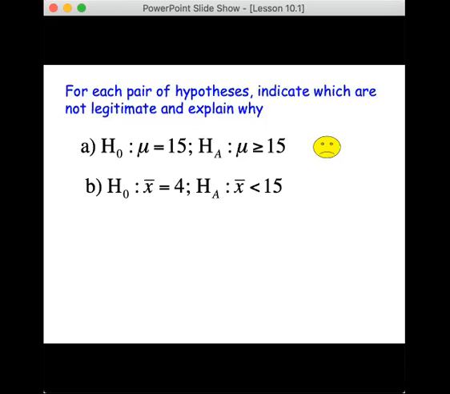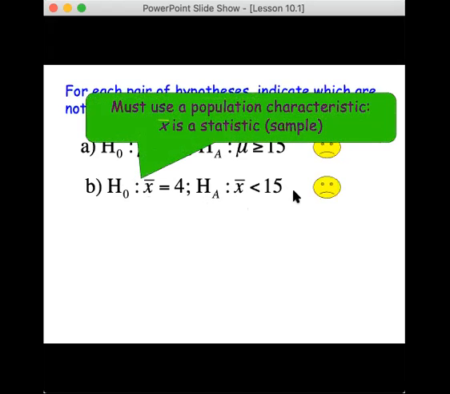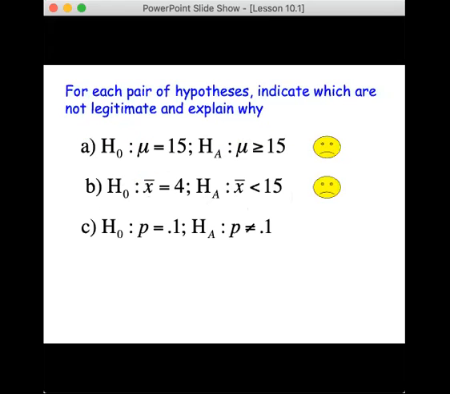Because that's a sample mean and you never do it on samples, only population. Yes, good job. This is X bar, the sample mean. Can't do it. It could only be mu or p. X bar is not an option. Another reason is that the 4 and the 15 also don't match. So there are two reasons why this was bad.